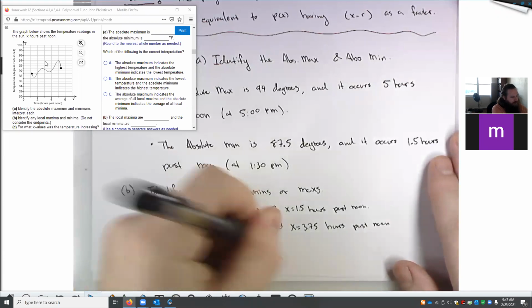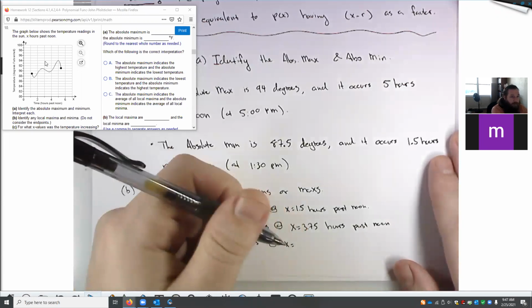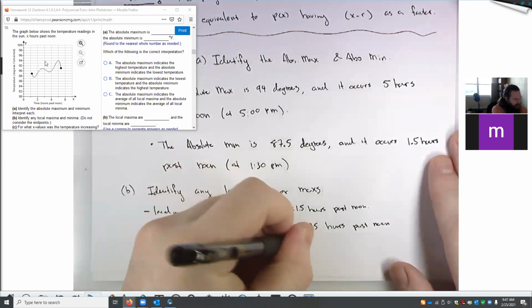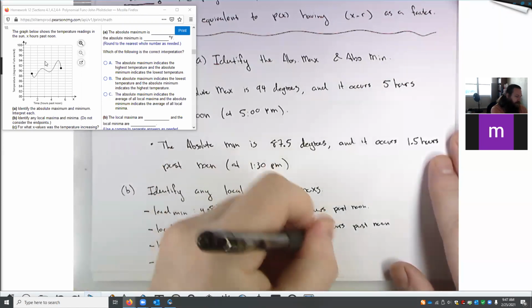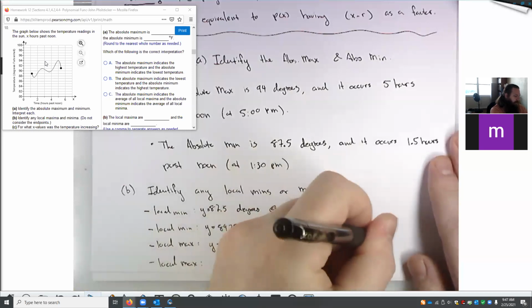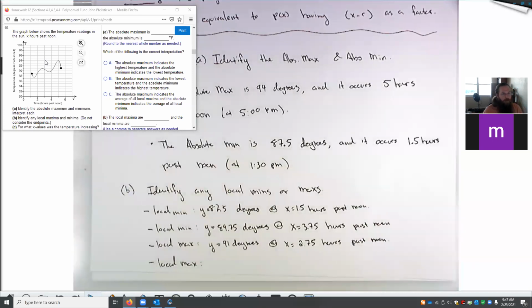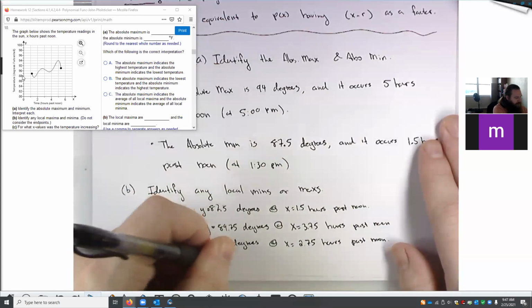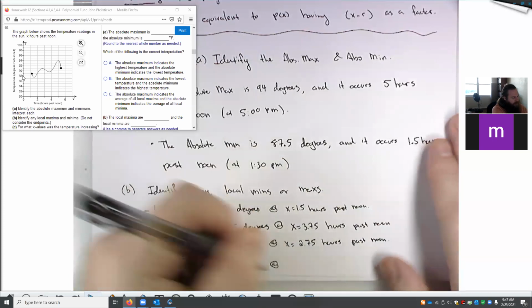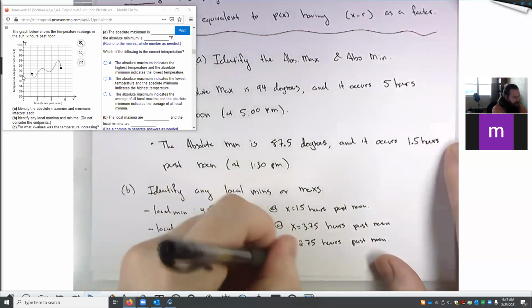And it occurs at x equals 2.75 hours past noon. My other local max is the absolute max over here, and that occurred at 5 hours past noon, and the y value there was 94. So this local max is y equals 94 degrees, and it occurred at 5 hours past noon.